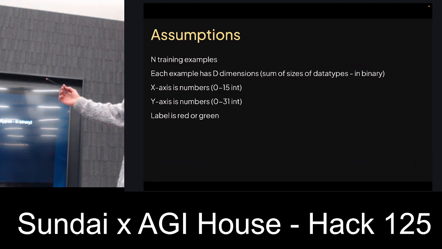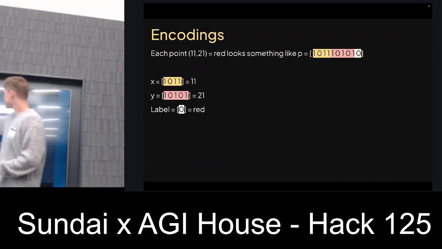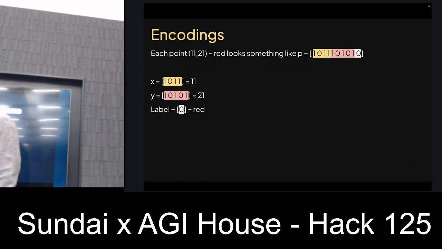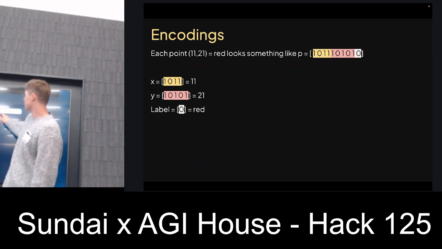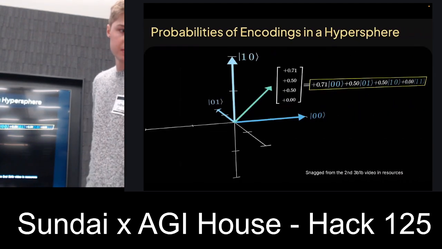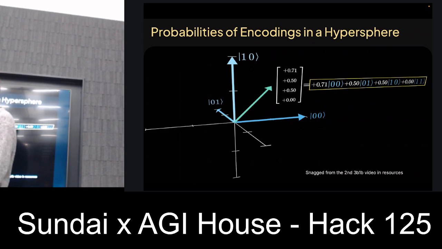We have an x-axis and a y-axis in our data space, and we have a label, okay? This is what a probable data point might look like. So P looks like this. This white is the label. This is one dimension, and this is another dimension. In our hypersphere, we say, okay, this is our point P, and this is some sort of dimension in our data space. This is another dimension in our data space.